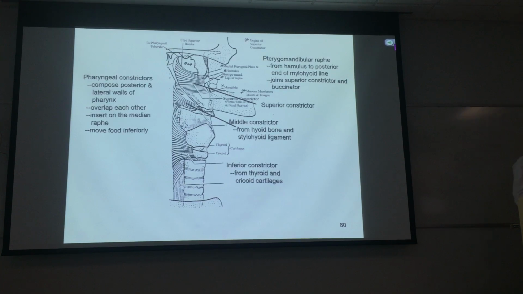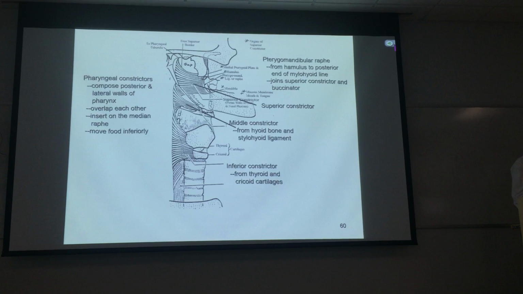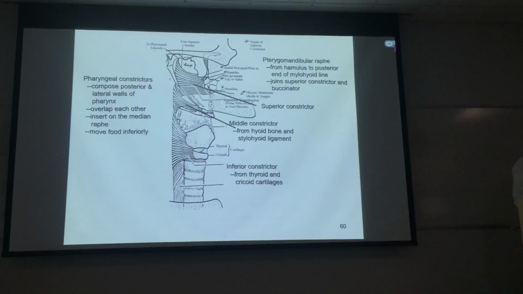So here we look, I would make sure I knew the constrictors, whatever he told you as far as attachment points. Superior is going to the pterygomandibular raphe, middle is coming over to the hyoid bone, inferior is coming over to the thyroid cartilage, and so it's going over these cartilages right here, so kind of know that aspect of it.